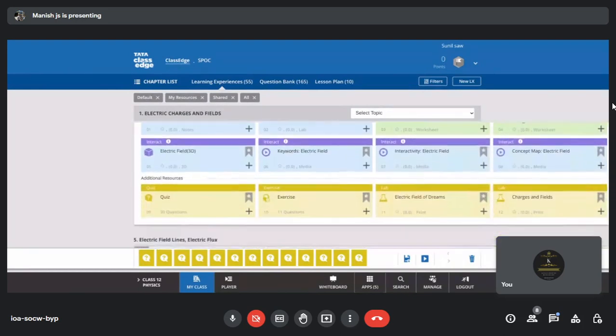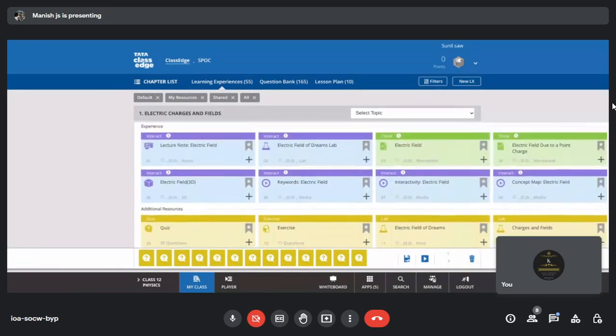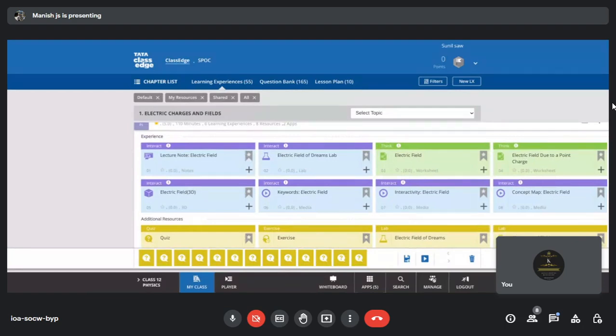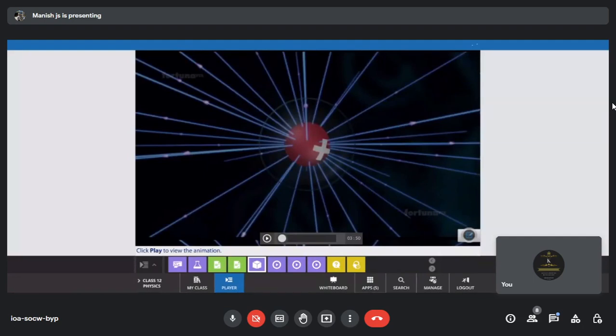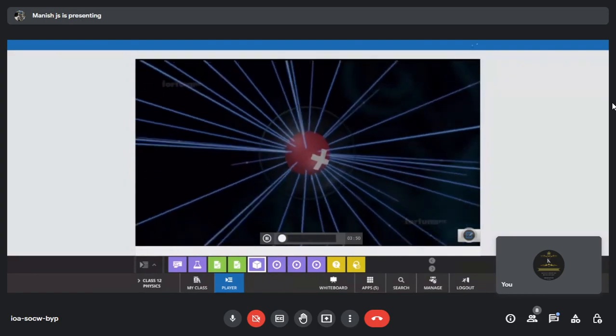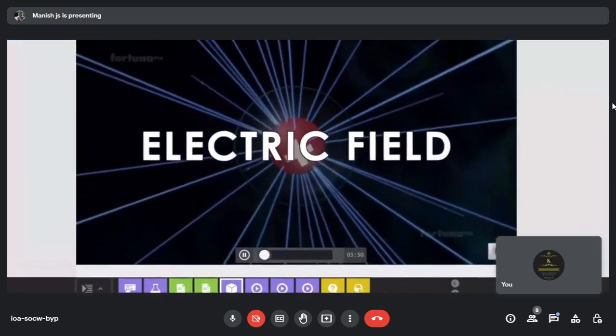Now we are coming to the concept of electric field. So we'll try to understand this. We have done problems in the last class. So now we are just seeing the concepts again. Electric field.